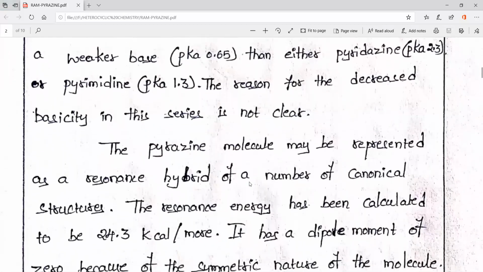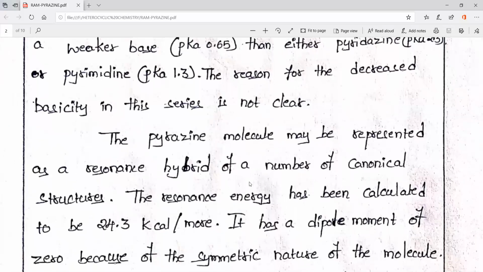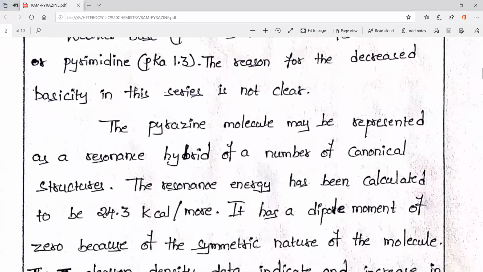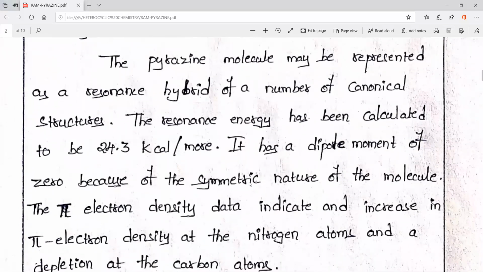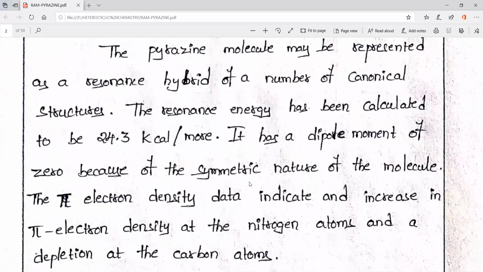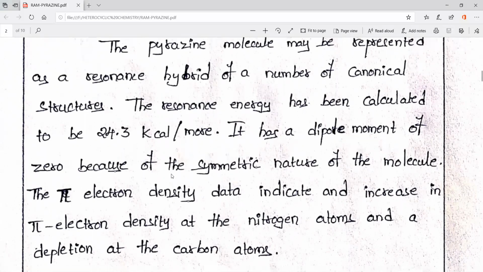So pyrazine may be represented as a resonance hybrid of a number of canonical structures. The resonance energy has been calculated to be 24.3 kilocalories per mole. This is mole, not more. It is kilocalories per mole. It has a dipole moment of 0. It is a symmetrical molecule and it has 0 dipole moment.